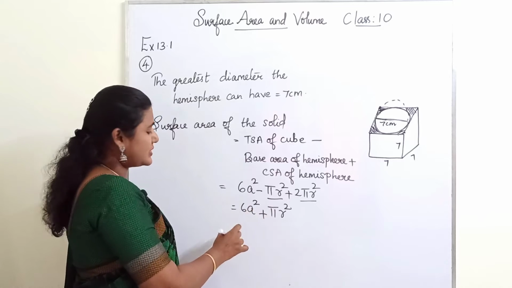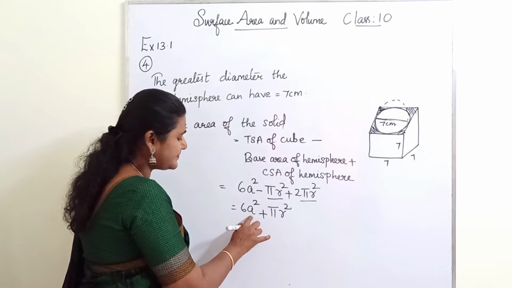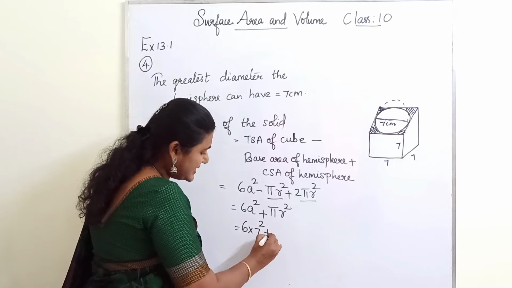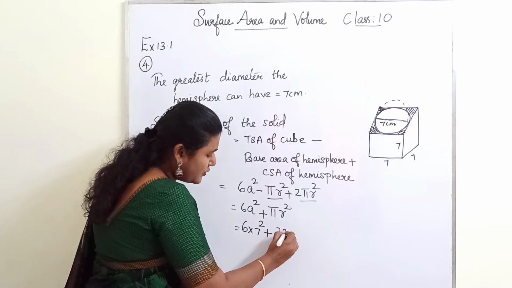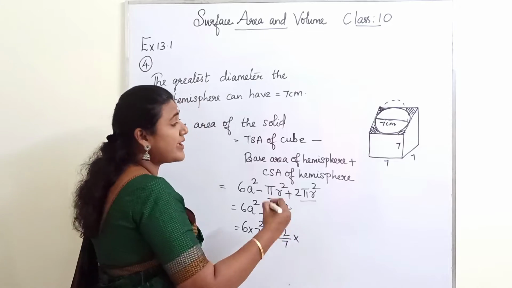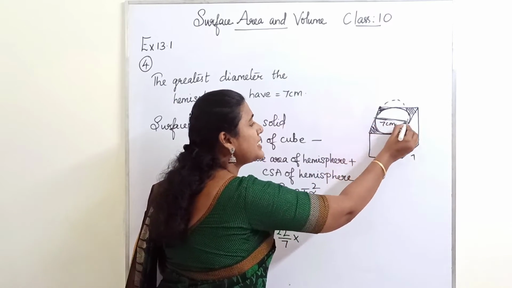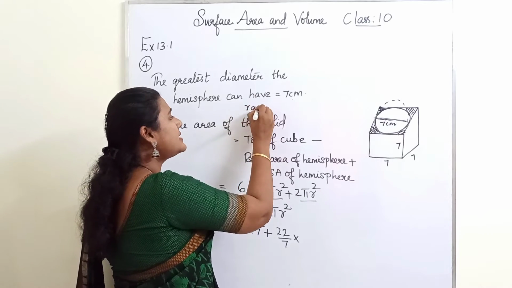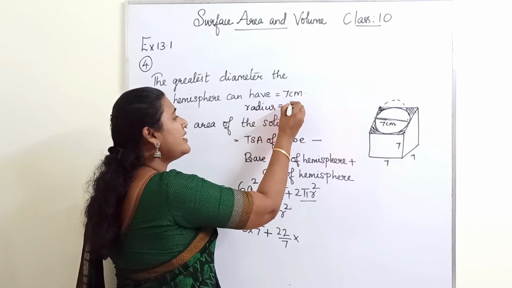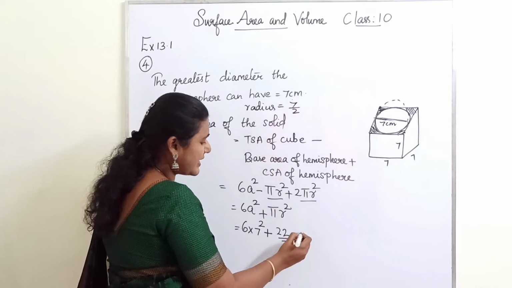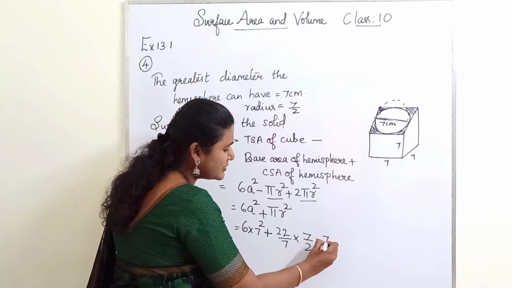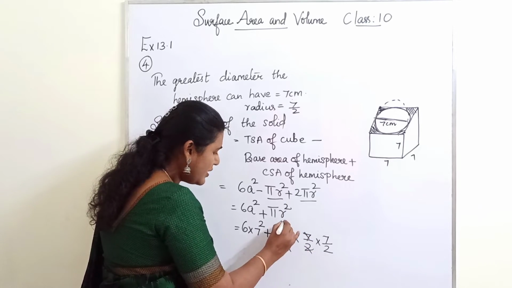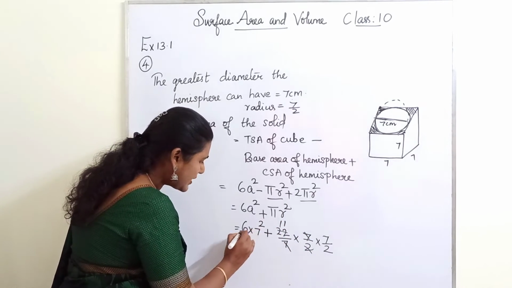Now here we are going to substitute the value. 6 into side of the cube is given as 7 square plus pi is 22 by 7 into the radius of the hemisphere. The diameter of the hemisphere is 7 centimeter, so what will be its radius? Radius will be 7 by 2. So we can write it as 7 by 2 into 7 by 2, r square we have. So we can cancel now. The answer will be 49.